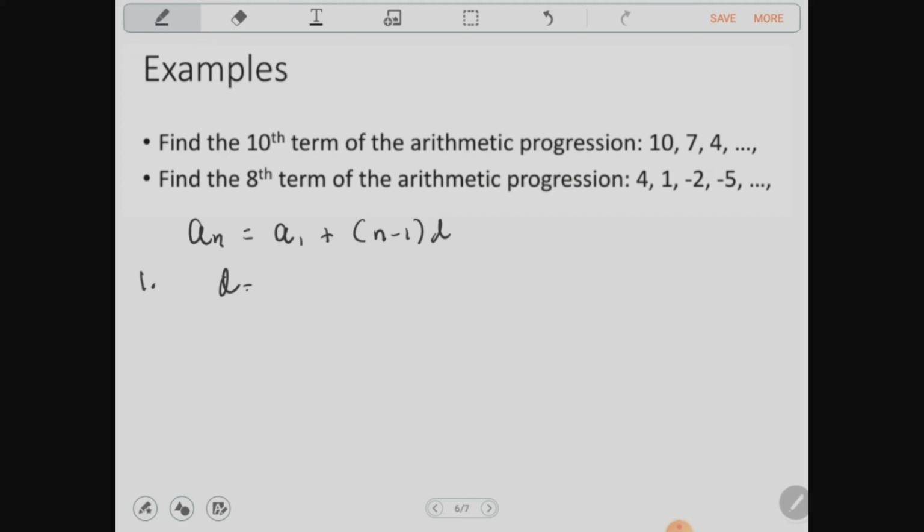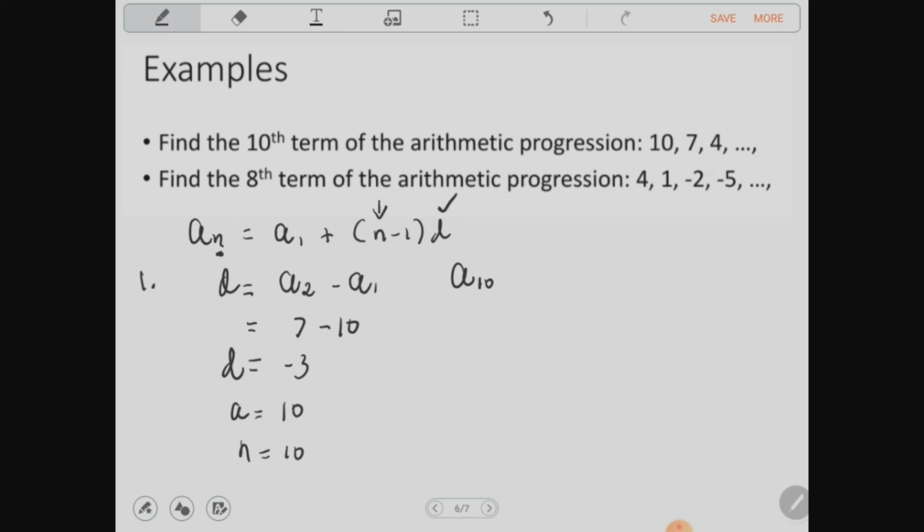The first thing we have to do is find the value of the variables in our formula. First, we have to find the common difference. To get the common difference, we find the difference of A sub 2 minus A sub 1. So we have 7 minus 10 is equal to negative 3. So our common difference is negative 3. Next, the value of our A sub 1 is 10, and our nth term is also 10, because we're looking for the 10th term. So n is equal to 10.